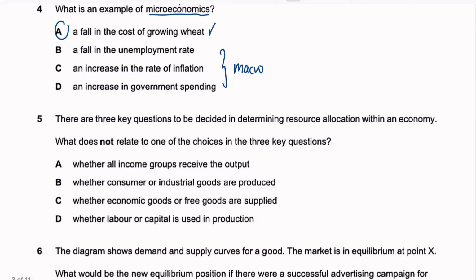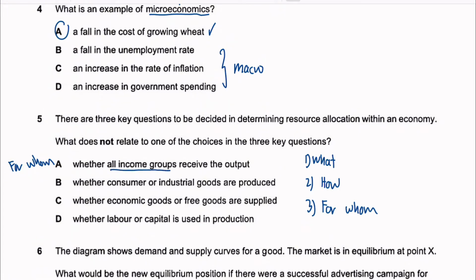Fifth one, there are 3 questions to be decided in determining resource allocation within an economy. What does not relate to one of the choices in the 3 key questions? So we need to know what are the 3 basic economic questions. First is what to produce, second is how to produce, and third one is for whom to produce. So first one, let's see whether all income groups receive the output. So this is referring to for whom to produce.